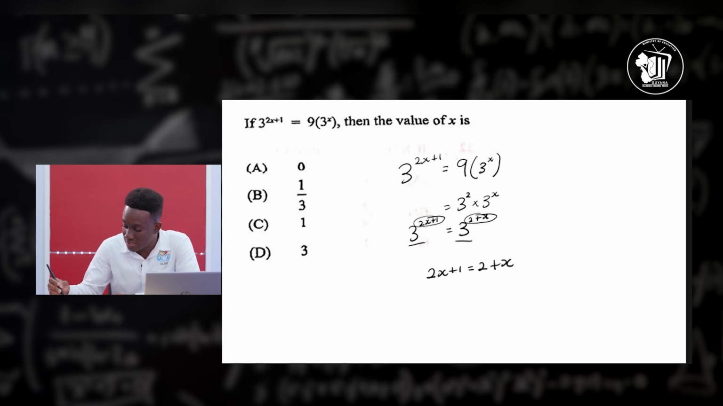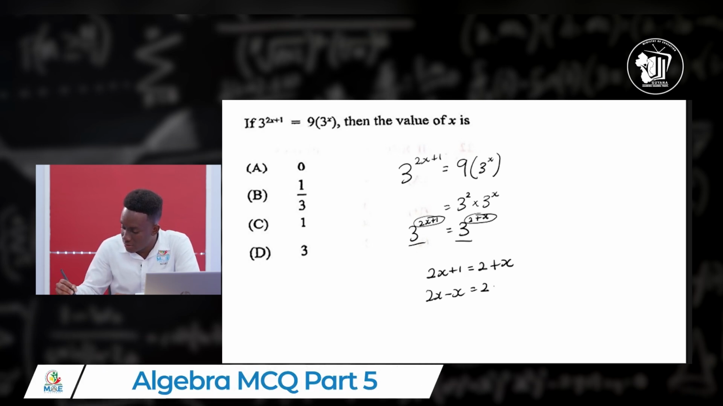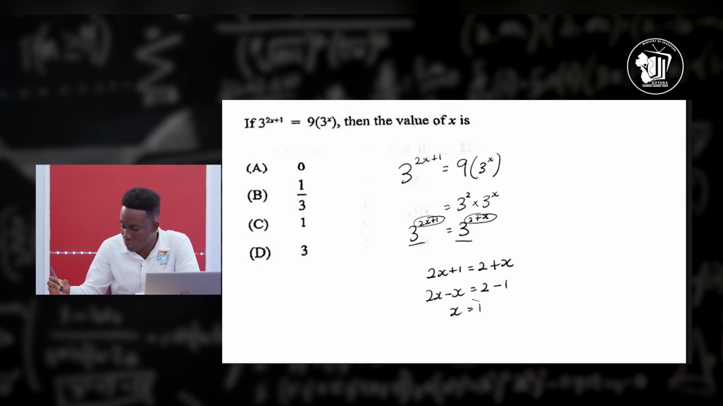So we can put all the x's on one side. So we'll have 2x, this x is adding, we take it over and subtract, minus x is equal to 2. This 1 is adding, we take it over and subtract, 2 minus 1. So 2x minus x would give me x, is equal to 2 minus 1, which would give me 1. X is equal to 1.